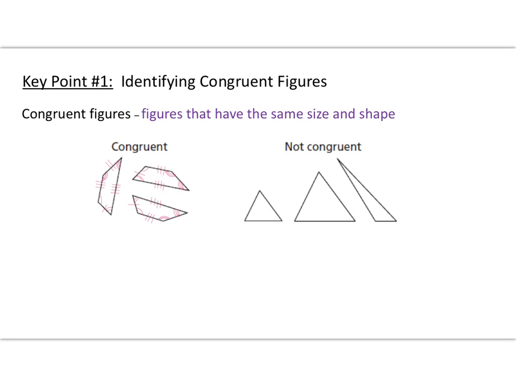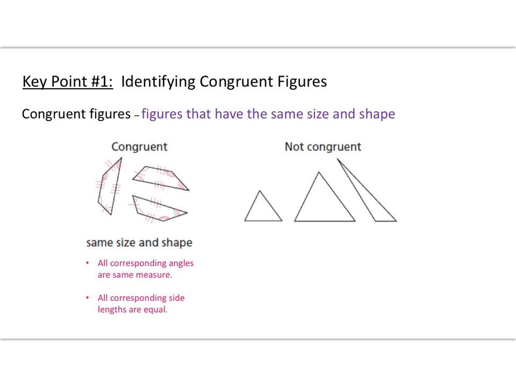All right, key point number 1, identifying congruent figures. Let's define congruent figures. They are figures that have the same size and shape. So let's look at these two sets of figures. The first set represents congruent figures. That means all the corresponding angles are the same measure and all the corresponding sides are the same length. Whereas in the not congruent set, you do not have corresponding angles congruent and you do not have corresponding sides the same length.